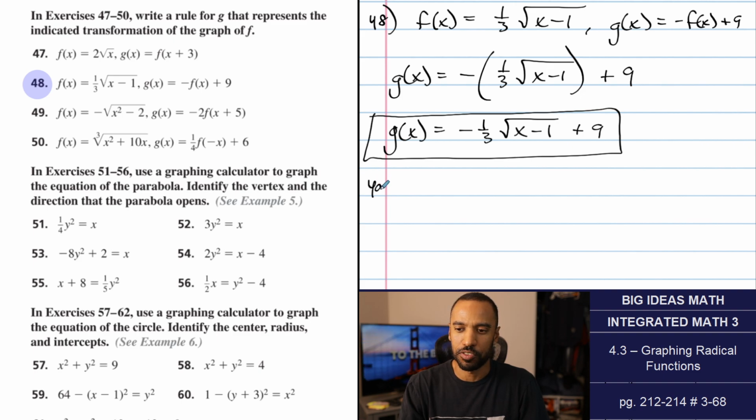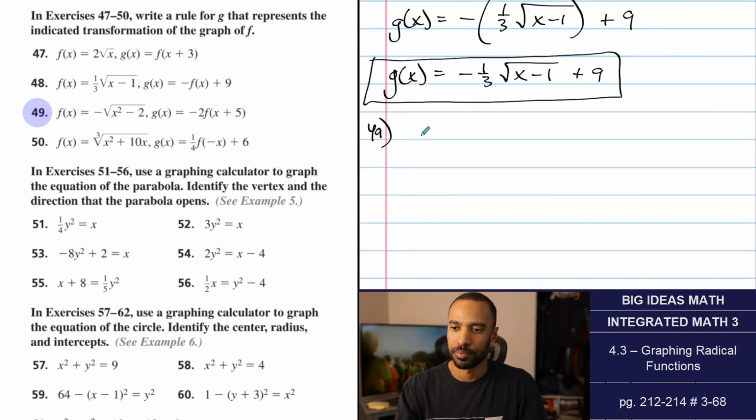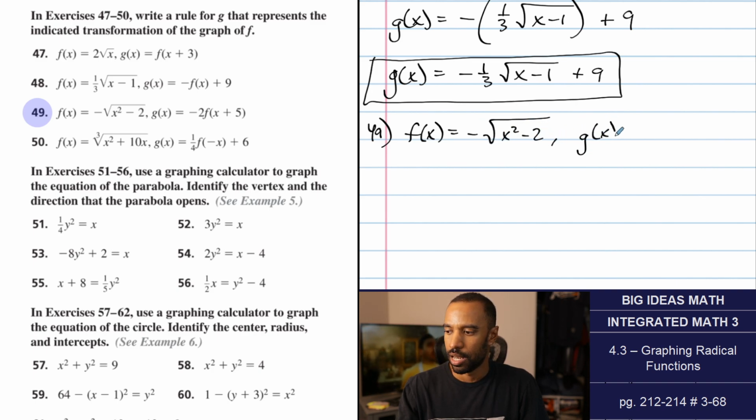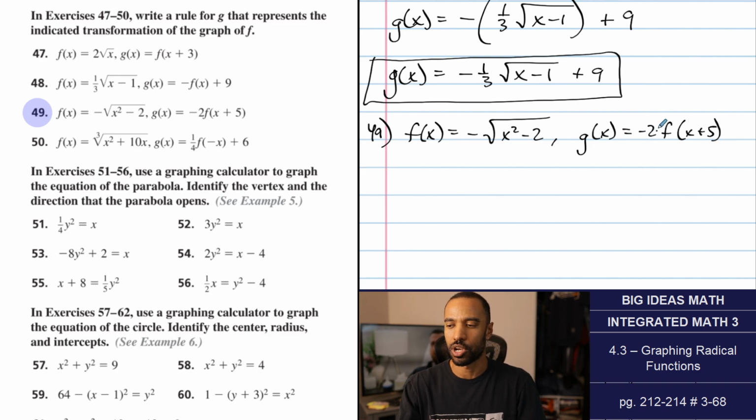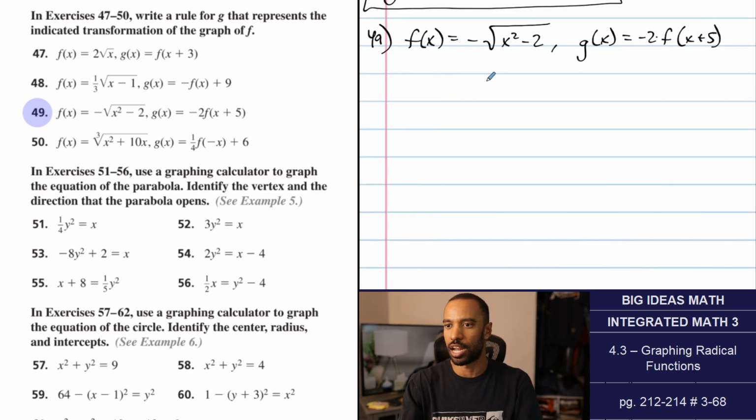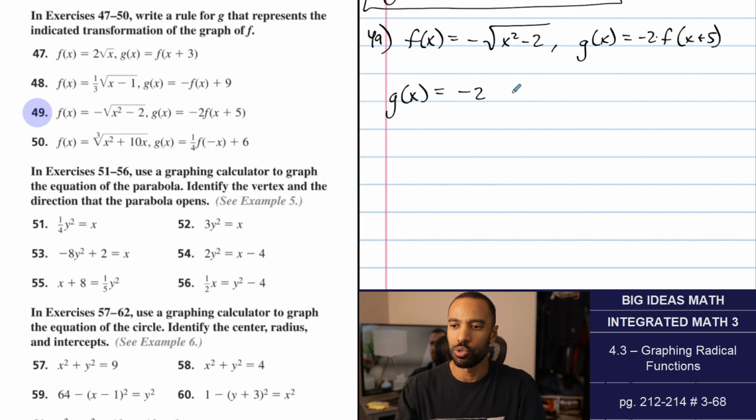Number 49 and 50 have a little bit more involvement, especially with regard to what's going on inside of there. F of x equals negative square root of x squared minus 2. Let g of x equals negative 2 times f of x plus 5. Okay, so two things are going on in there because they have them already set up. Let's try and do both at the same time. So we are going to do negative 2 times our function. But in our function, we're going to replace x with x plus 5.